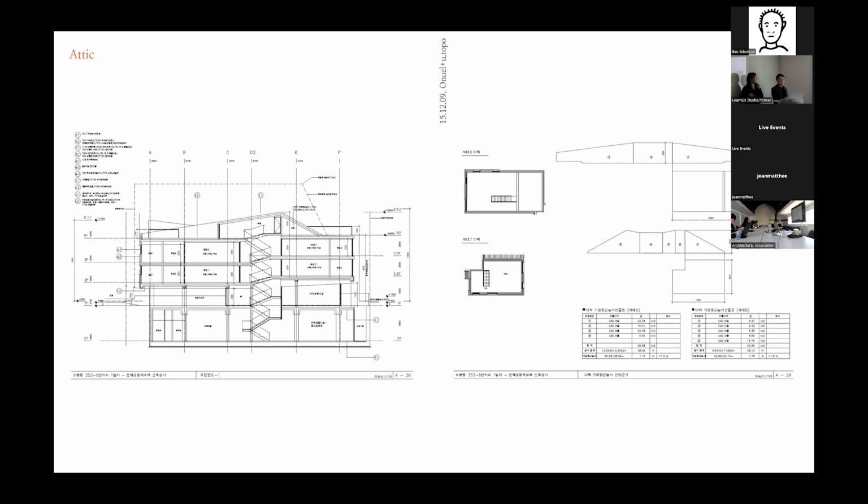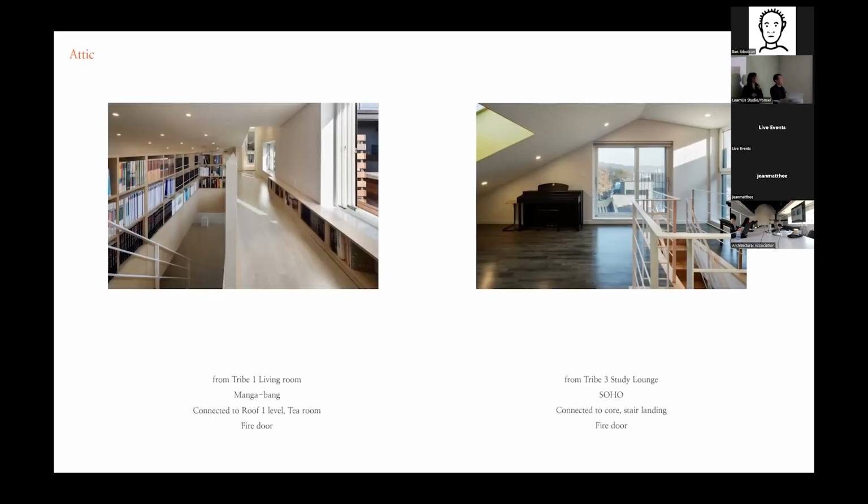So calculation for the height. And this is how we made for the attic of tribe 1. That's tribe 1 living space, and Mangabang, which is shared by all the community. And it is connected to this roof tea room with the fire door. And this is Soho attic space, the upper floor of the tribe 3. And again, this one is connected back to the roof.